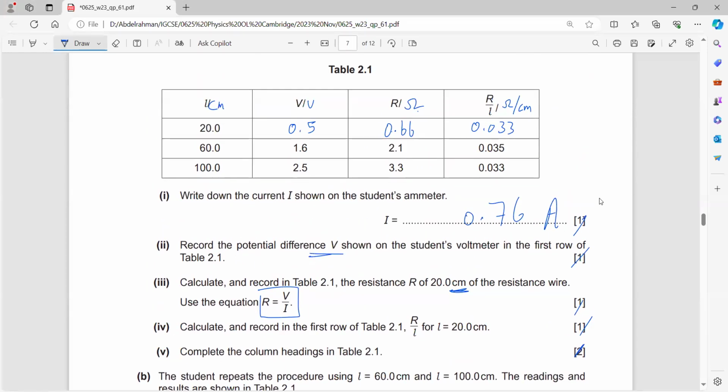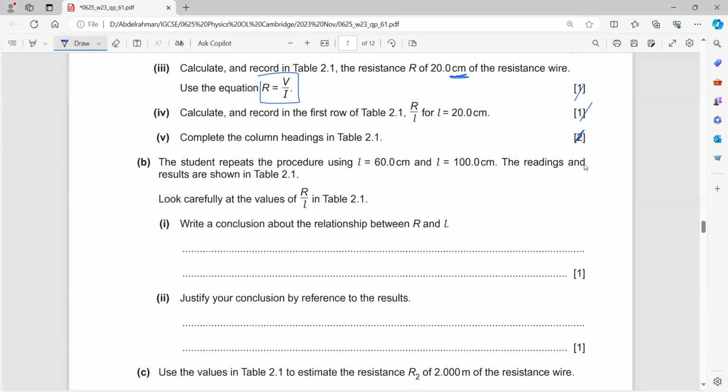When L was 20, R was 0.66, 2.1, 3.3. Yes, it's very obvious that they are increasing together. Yes, I can write down that it's a directly proportional relationship. Directly proportional, and as L increases, R increases.